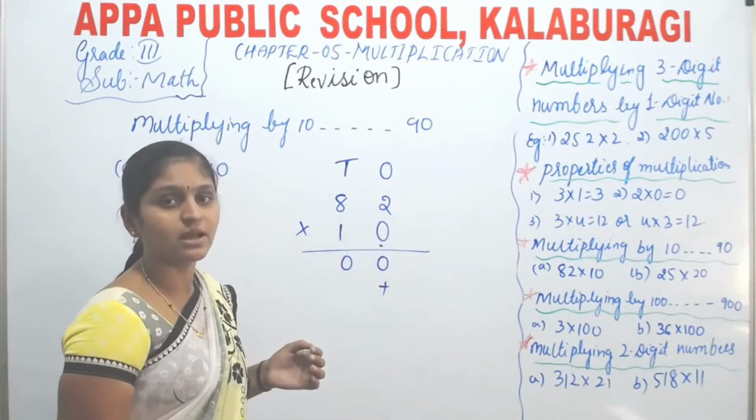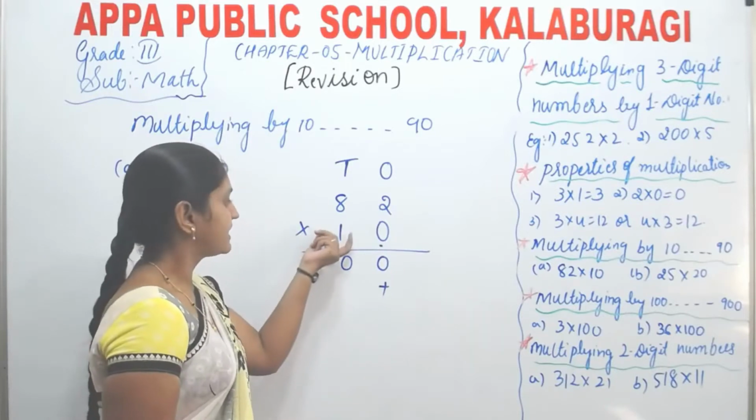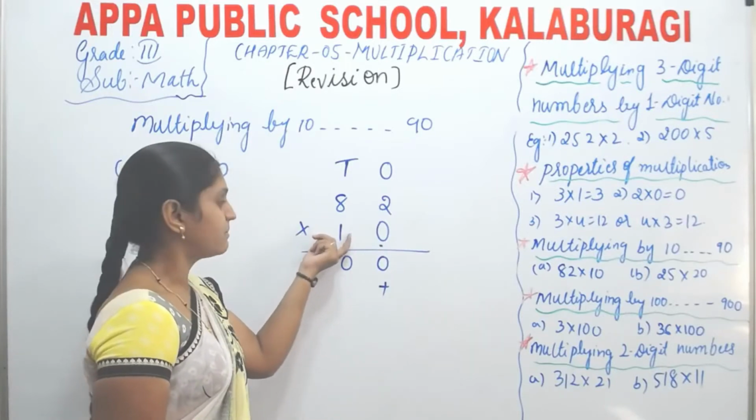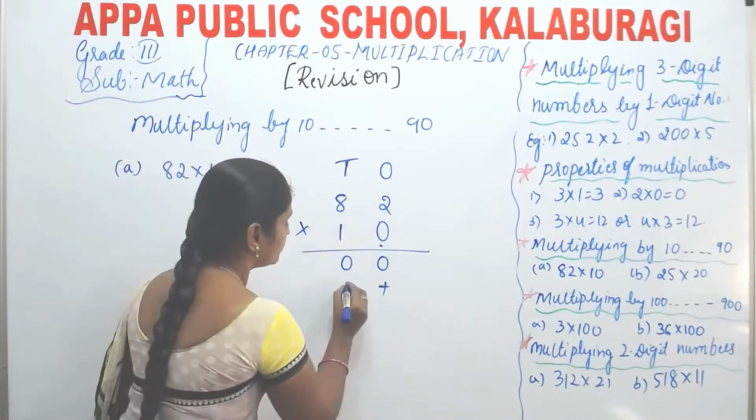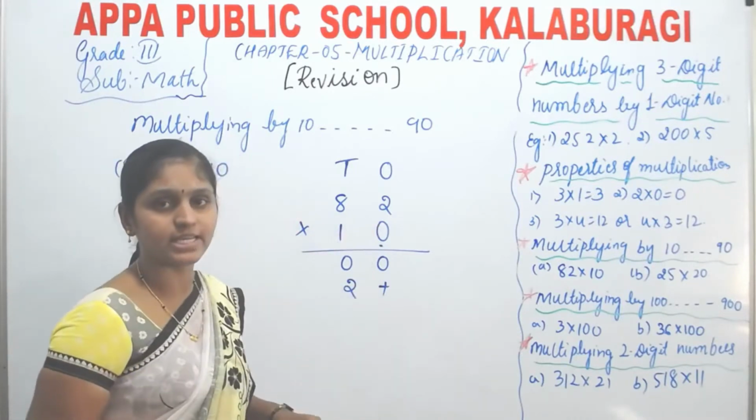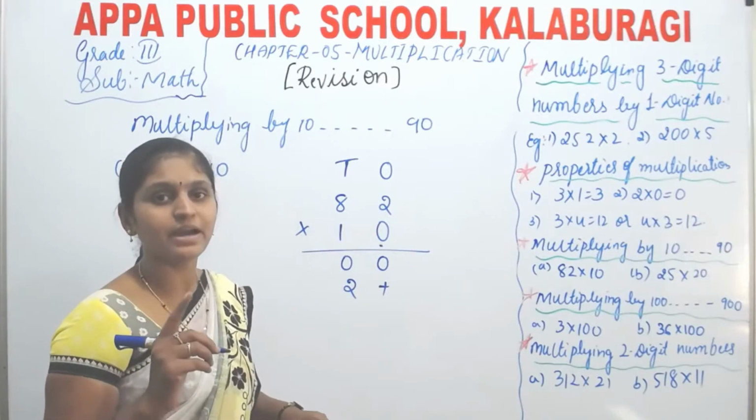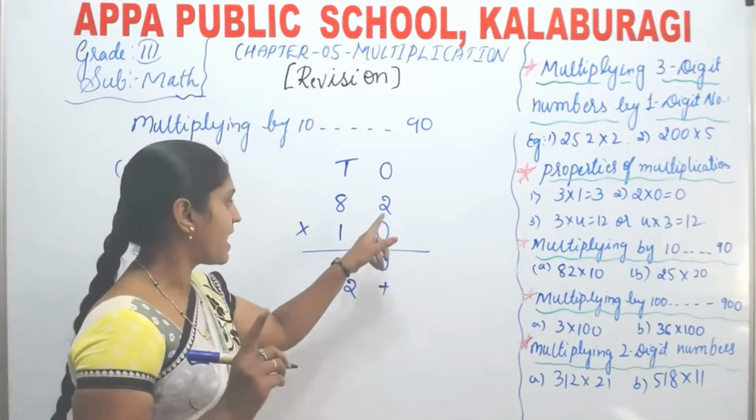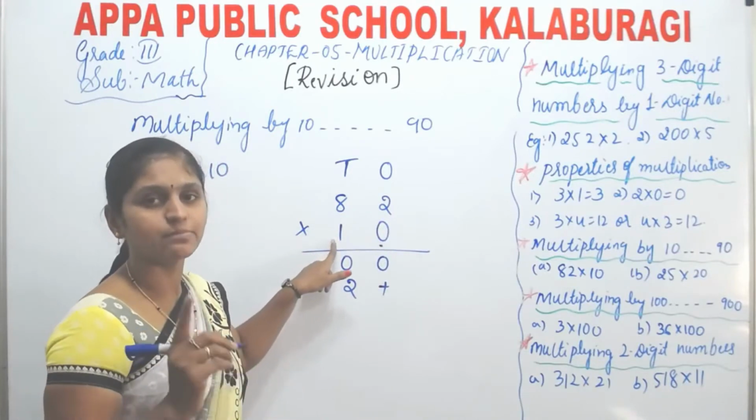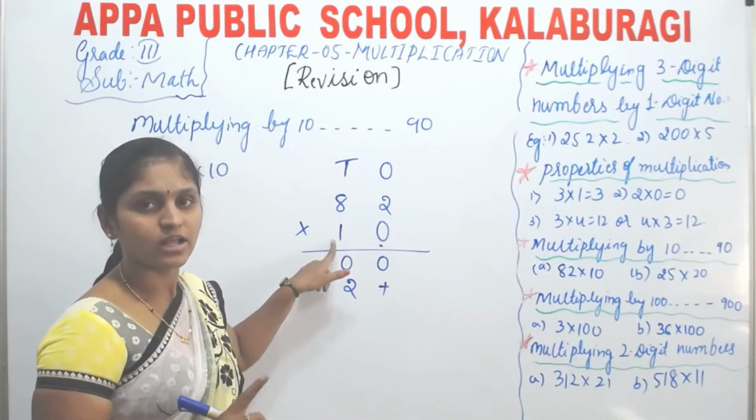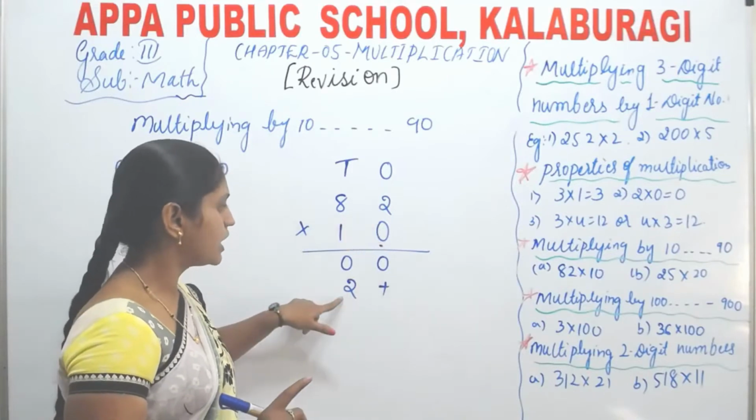Next we do the multiplication of the tens place. So multiply with the tens place. 1 2s are 2. Which property is it? Property number 1. If we multiply any number with 1, we get the same number as the product. So 1 2s are 2.